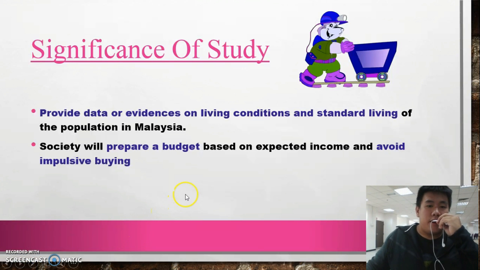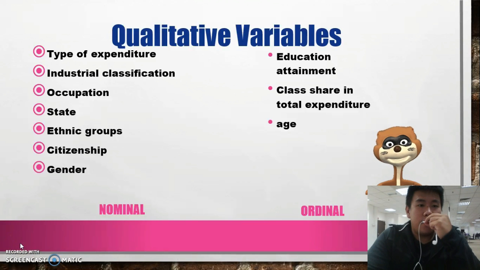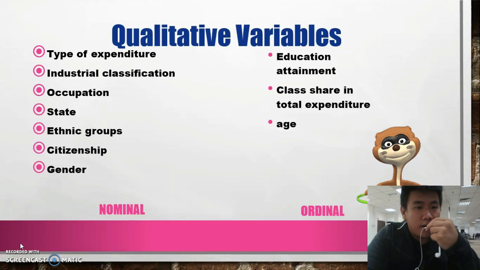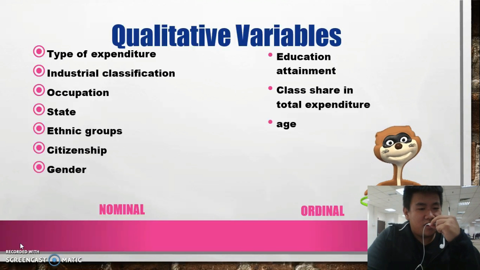This is our qualitative variables. The type of expenditures, industry classification and occupations, stage, ethnic group, citizenship, gender. All of these are our nominal variables. Next will be education attainment, class share in total expenditures, age. These three are our ordinal variables.